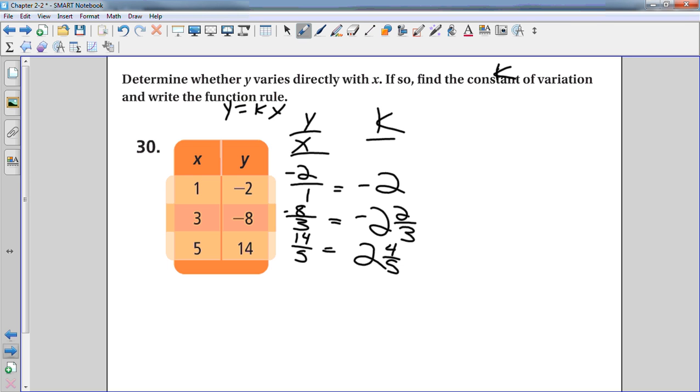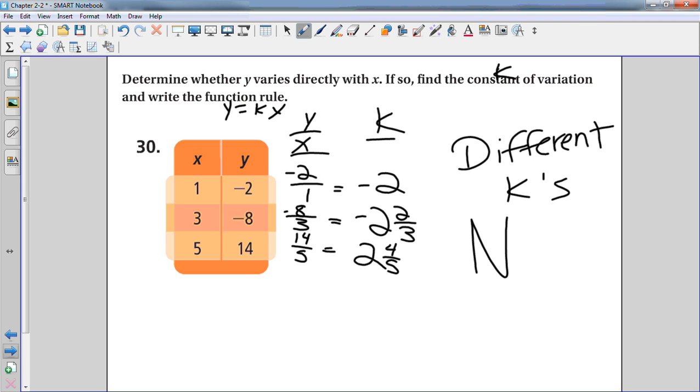Let me ask you, if the slope is -2 2/3, 2 4/5, do all these points lie on the same line? No, not if their y-intercept is 0. So do these vary? Is it direct variation? Do they vary directly with each other? No. They all have different k's. So if they have different k's, no.